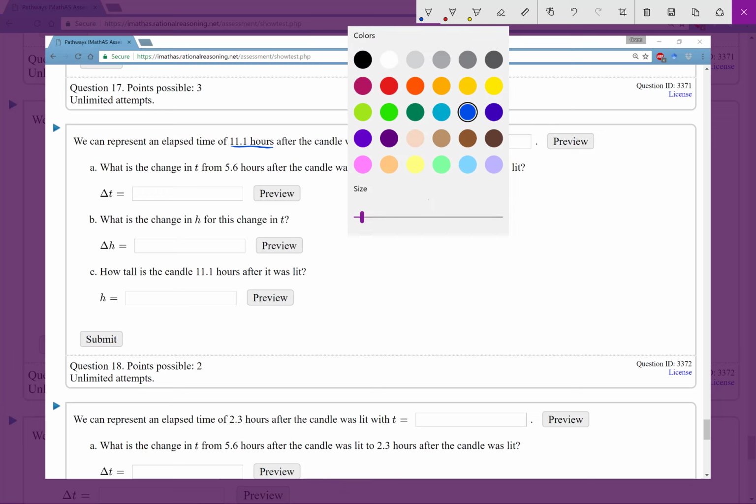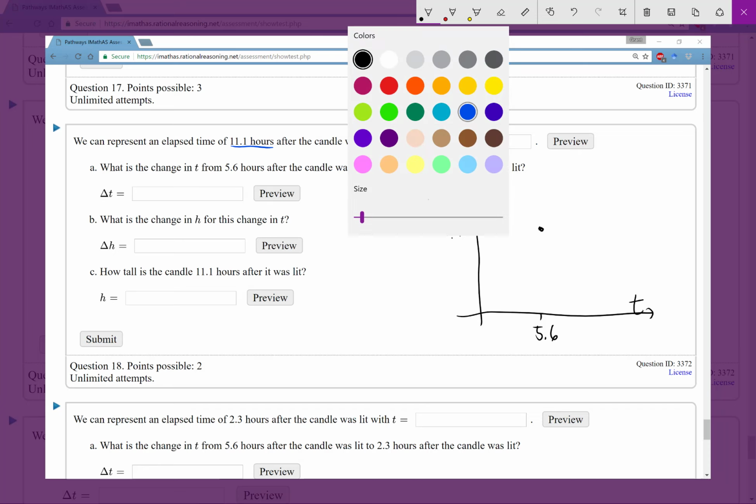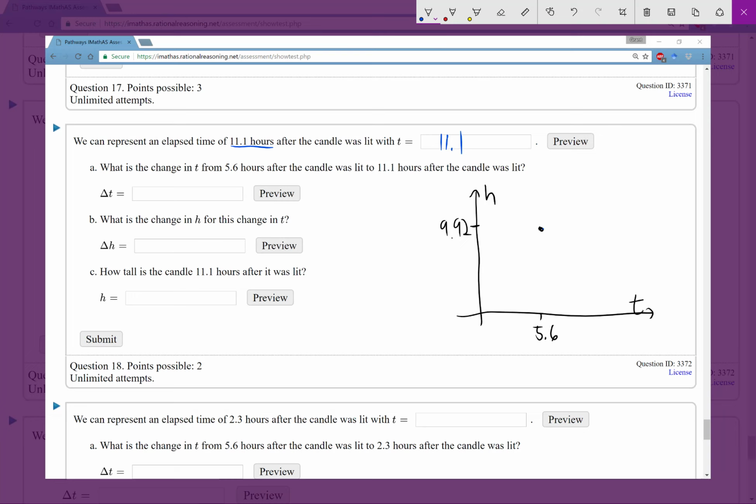Now, we can think about this graphically. So if I draw a set of axes, one representing the value of T, and on the vertical representing the value of H, we know a few values. So 5.6 hours after the candle was lit, the candle's height is 9.92 inches. So we've got this reference point. And what we're going to imagine doing is letting the time since the candle was lit increase from 5.6 hours to 11.1 hours.